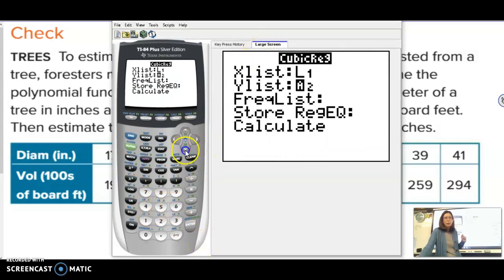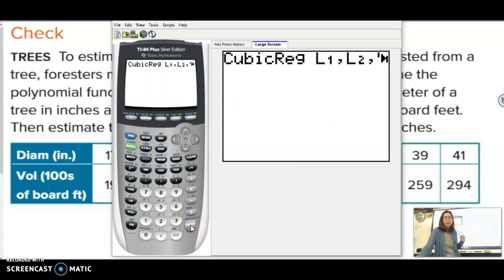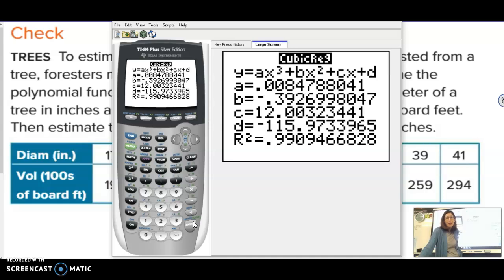So you want L1 and L2. In case this is the best one, I'm just going to alpha trace to store it. And I'm going to hit calculate. And you can see that that's pretty good. My r squared is 0.99.